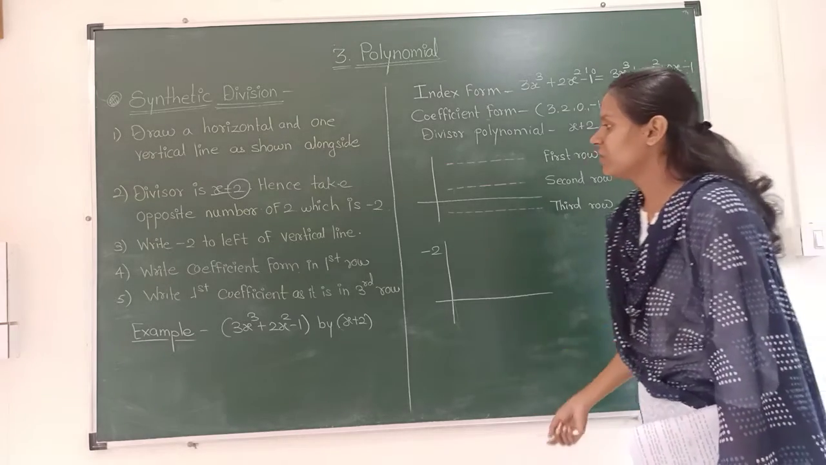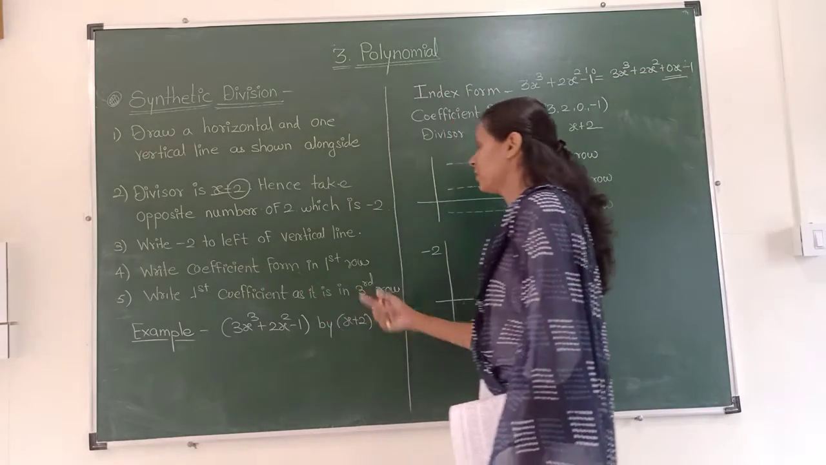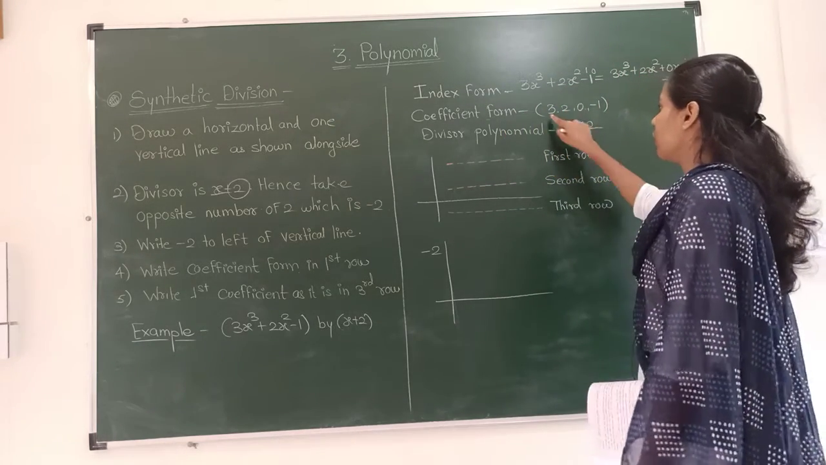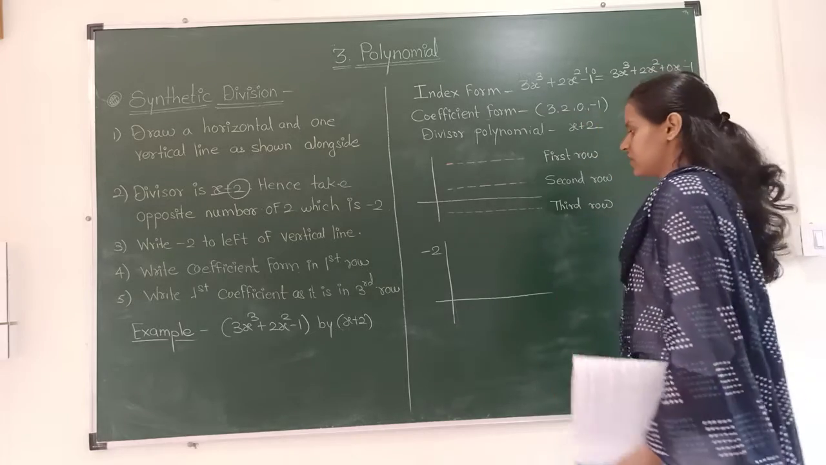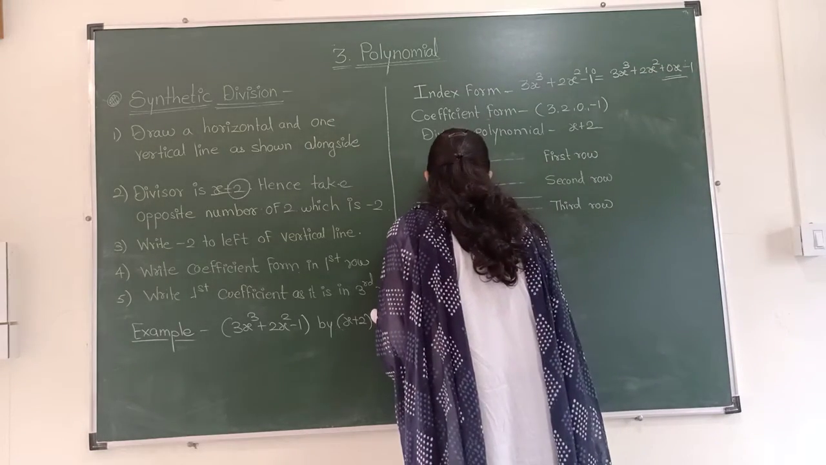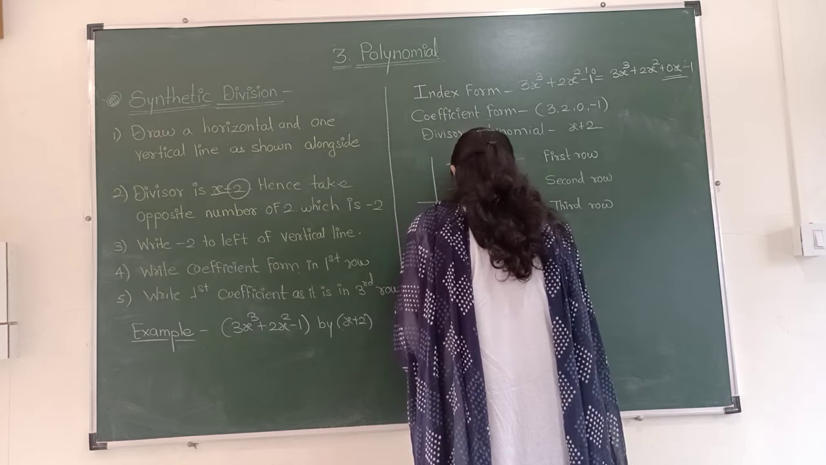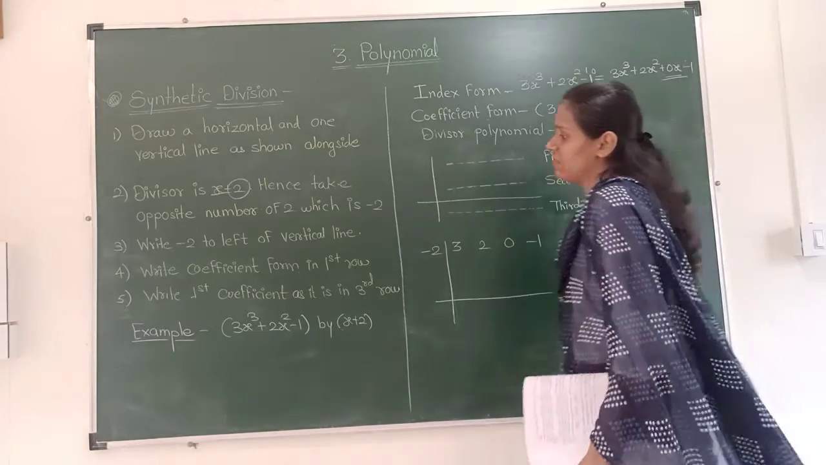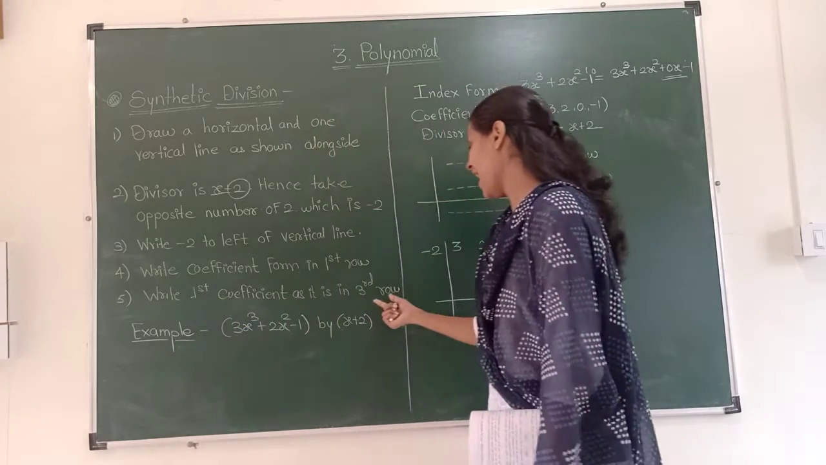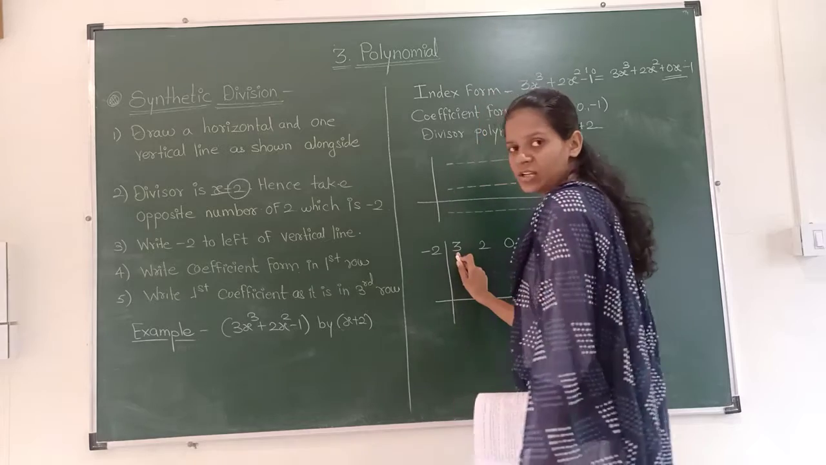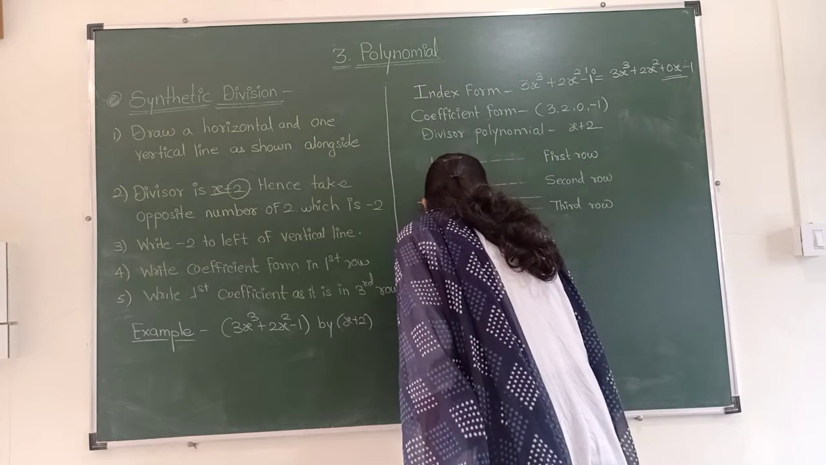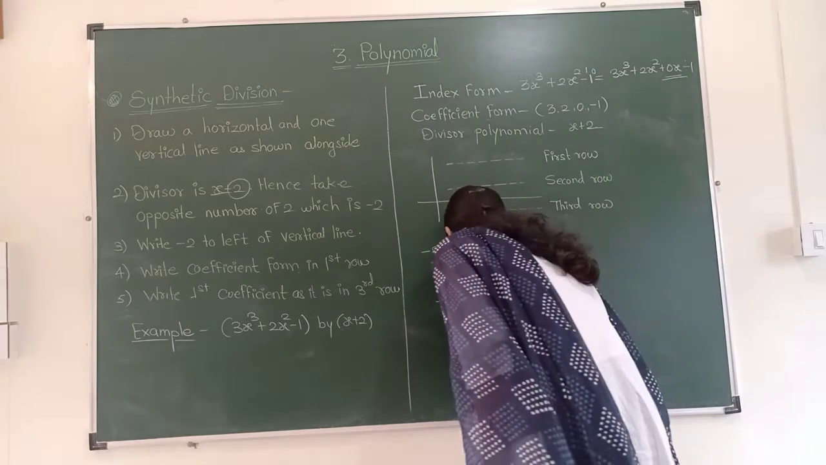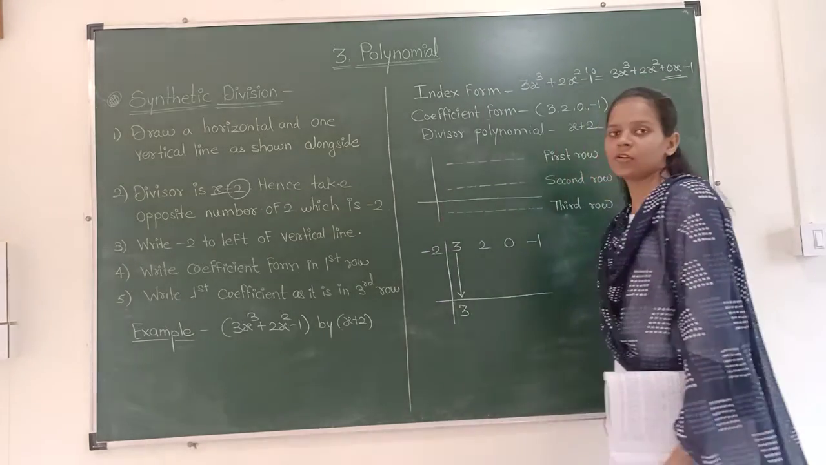Now we will solve. What we have to do? Write coefficient form in the first row. We have to write all the coefficients over here in the first row. Coefficients are 3, 2, 0 and minus 1. After that, what they have said, write the first coefficient as it is in the third row. First coefficient is 3. We will write this as it is in the third row. Third row is this one, first, second and third.